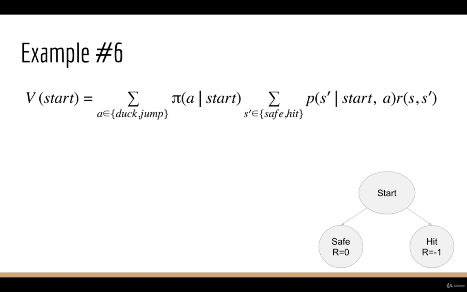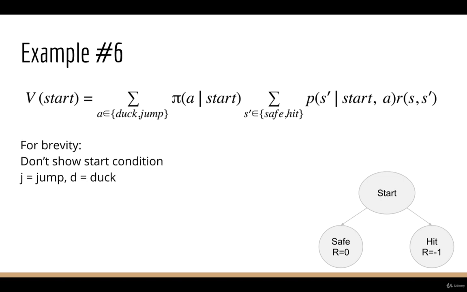On this slide, I'm showing you the exact terms we have to sum over. In order to make things fit on this slide, we have to abbreviate some things. So we already know we're conditioning on the start state, so let's just not show that. We know that we're going to either jump or duck, so we can use the letter J or D, which doesn't interfere with any other letter. And so you see that we end up with 4 terms.